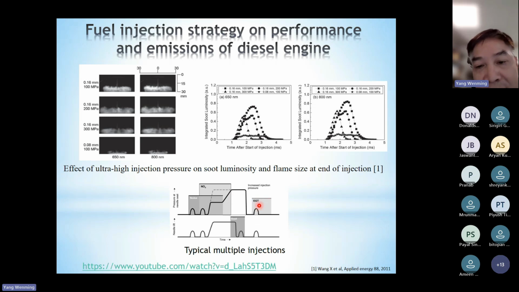Then this one is a post injection. After the main injection, we have the post injection. This post injection is designed to increase the exhaust gas temperature. By increasing the exhaust gas temperature, we can reduce CO and HC emissions, because higher temperatures are favorable for reducing CO and HC emissions, correct?